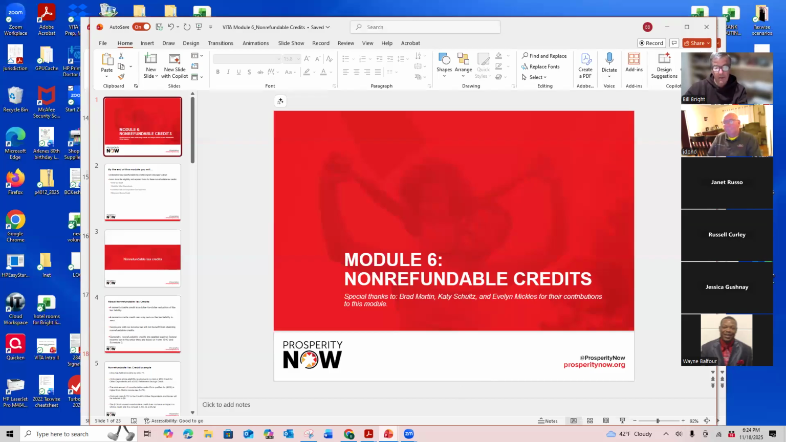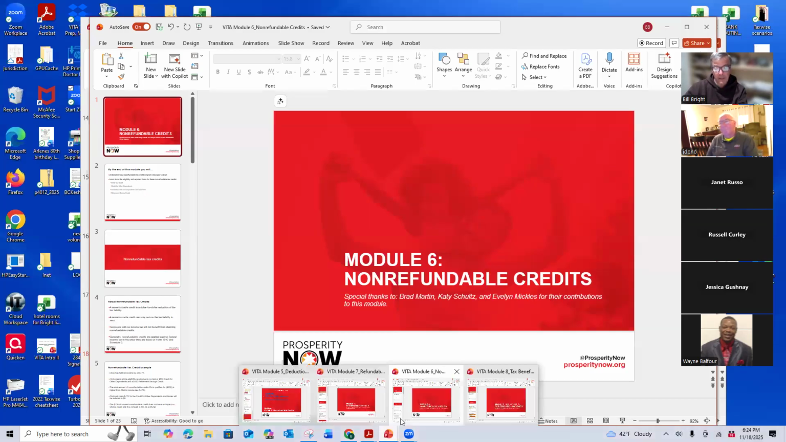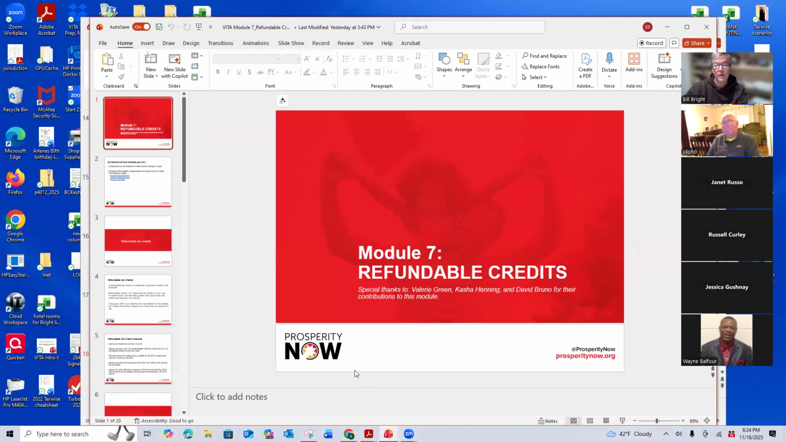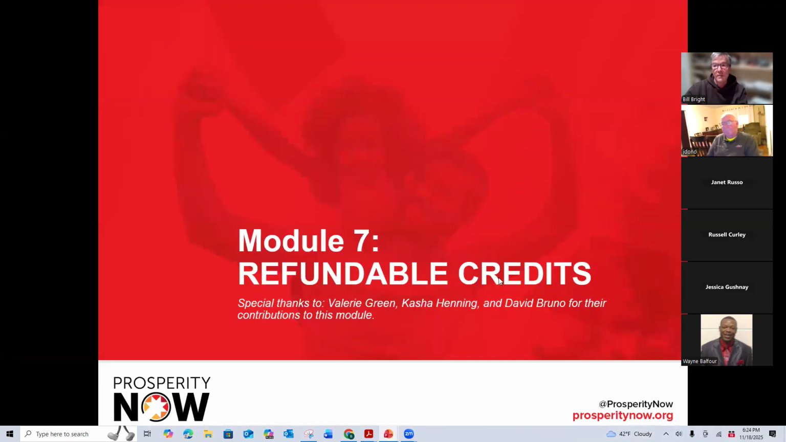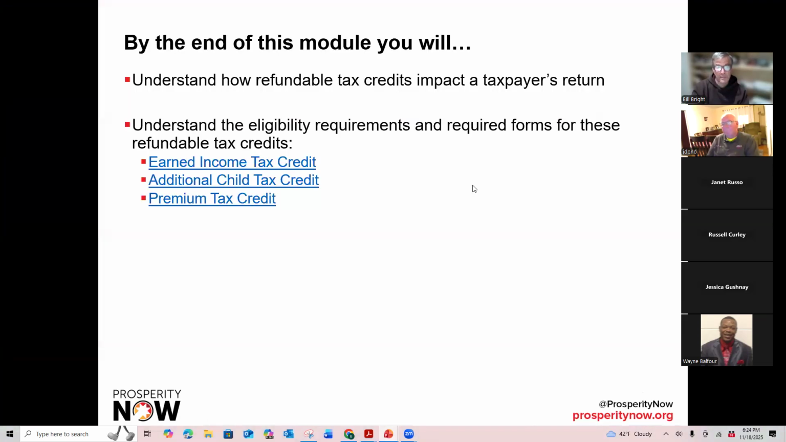Okay, so now my favorite one is refundable credits. This is the one that really can juice a tax return for folks. Again, we're going to be looking at the three main ones here: the earned income credit and the additional child tax credit. The premium tax credit is for the Affordable Care Act stuff, which obviously we've all seen a lot in the news about. That usually has a negative impact on a taxpayer's return, whereas the other two have a positive impact.